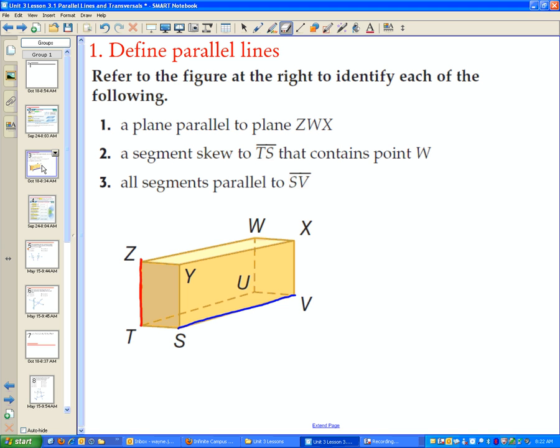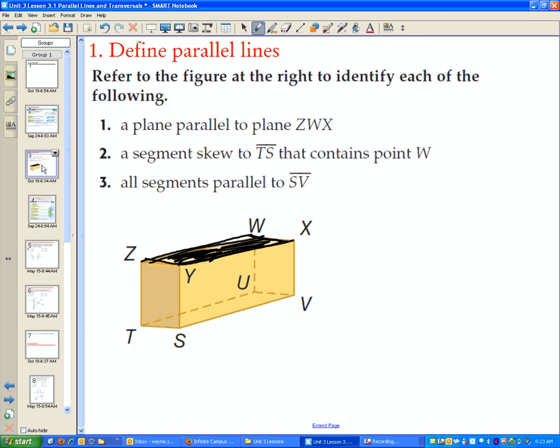All right, so let's do some from our assignment. 1, 2, and 3 here are from page 173. It says, refer to the figure at the right to identify each of the following. Number 1, a plane parallel to plane ZWX. Now remember that to name a plane, you just need to pick out 3 non-collinear points in that plane. So plane ZWX is this flat surface up here on the top. That's plane ZWX. We're supposed to name a plane that is parallel to it.